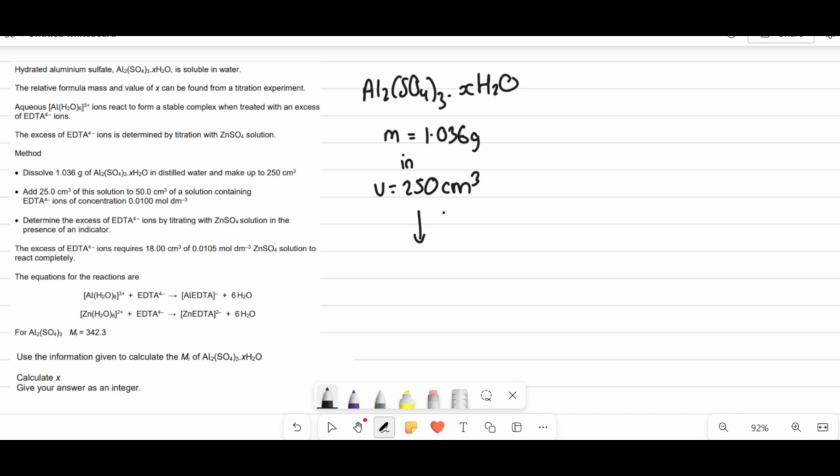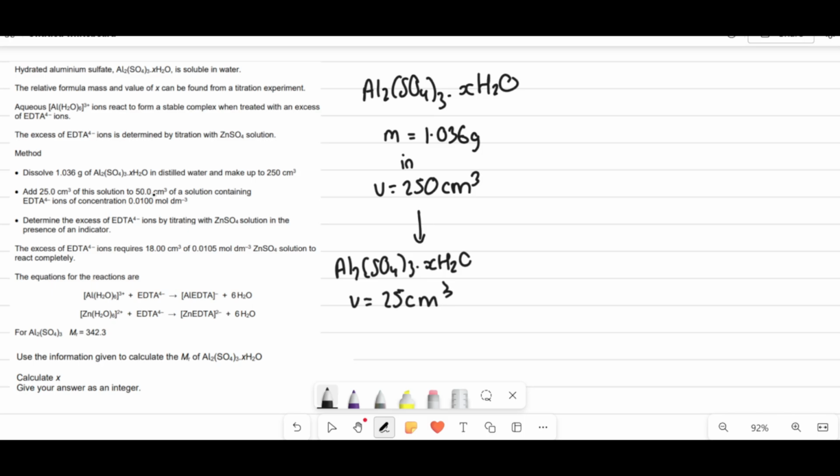Next, add 25 centimeters cubed. So I see a volume of 25 centimeters cubed. I'm going to let you pause the video and tell me, who does this belong to? If you said this solution, 0 marks, because that doesn't tell you what's going on. Add 25 centimeters cubed of this solution. What is this solution? Well, it's Al2(SO4)3.xH2O. It's just a segment, like a piece of this original one, right? Of this solution means this bit here.